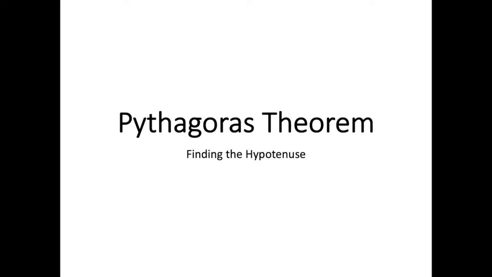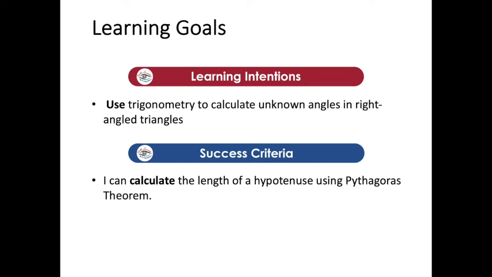In this video, we're going to have a look at how to use Pythagoras theory to find the hypotenuse of a right-angled triangle. So by the end of the video, you will be able to calculate the length of a hypotenuse using Pythagoras theory.